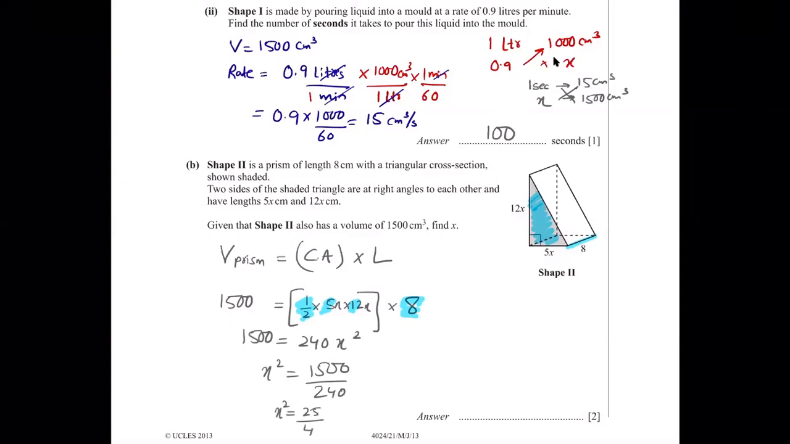Nawal, are you getting 25 upon 4? Yes. So if x square is equal to 25 upon 4, x is going to be equal to square root of 25 upon 4. Plus minus will not apply because x represents the length. So 5 over 2, which is 2.5.